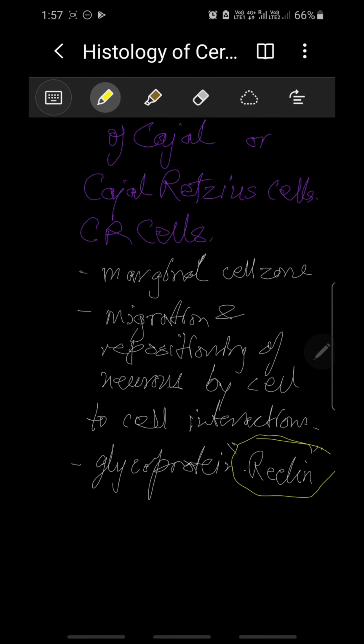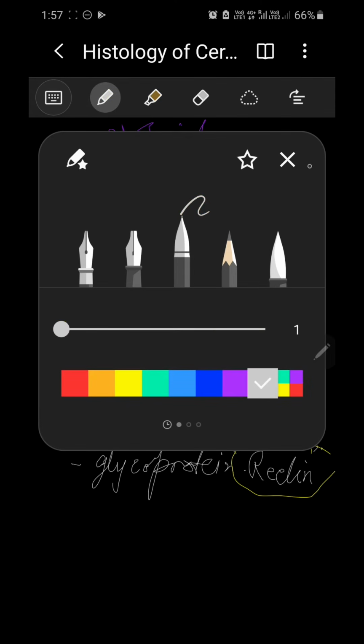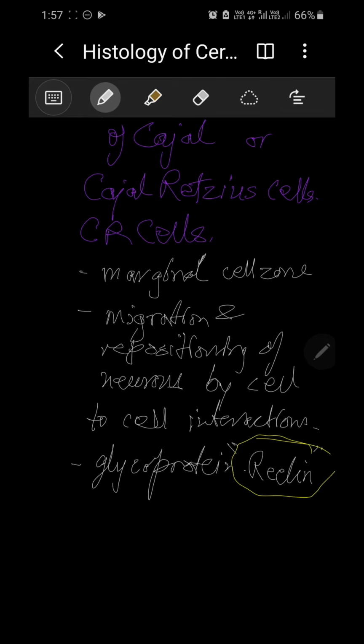Remember, this reelin is important, and this reelin is a glycoprotein which is secreted by this cell, which has cell to cell interaction, and because of it, it helps to migrate the neurons to different places.